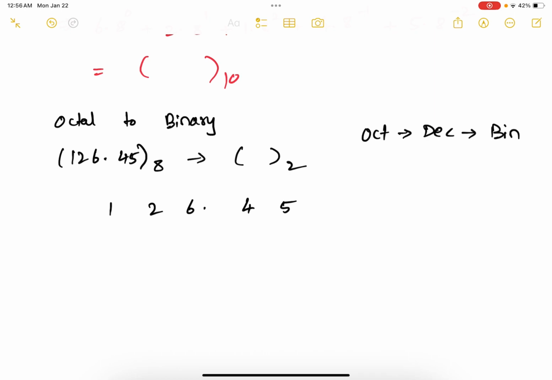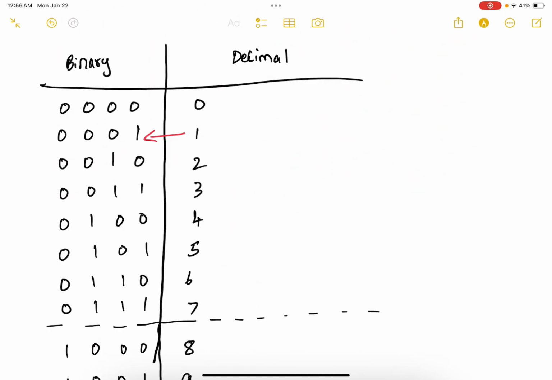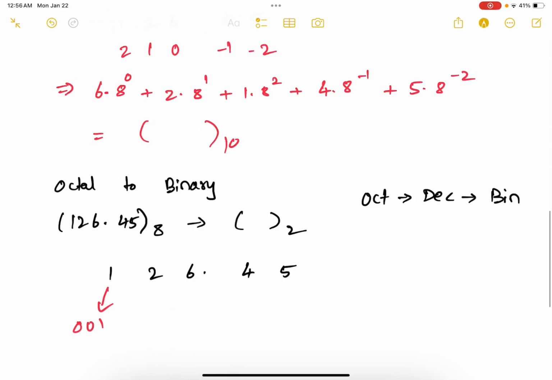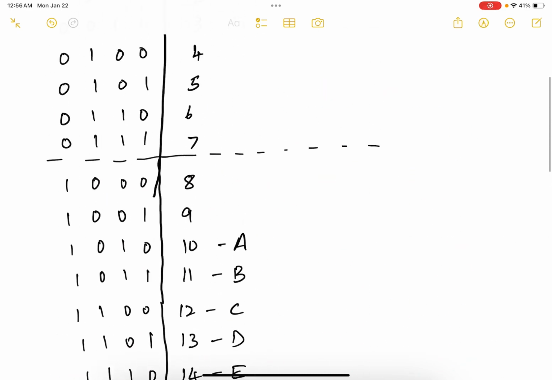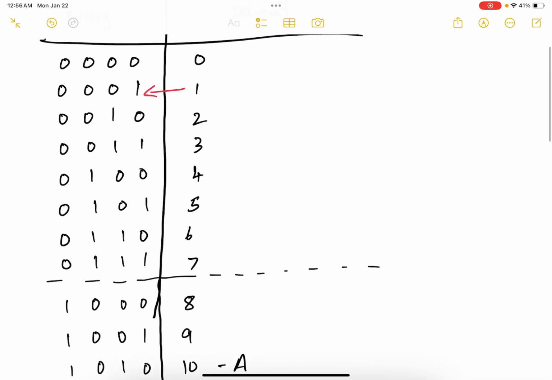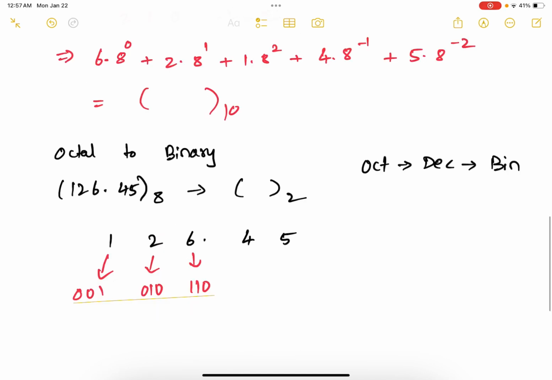So first we start off with 1. So 1 would be 001, 2 would be 010, and 6 would be 110. So you can verify that. So 2 would be this and 6 would be this. So 4 would be 100 and 5 would be 101.